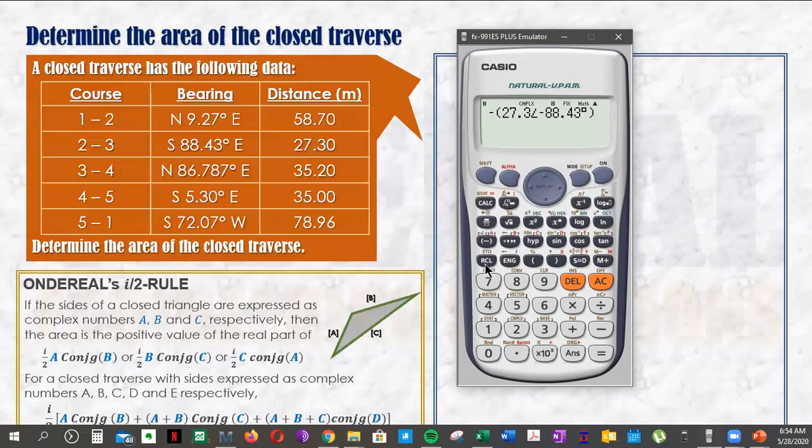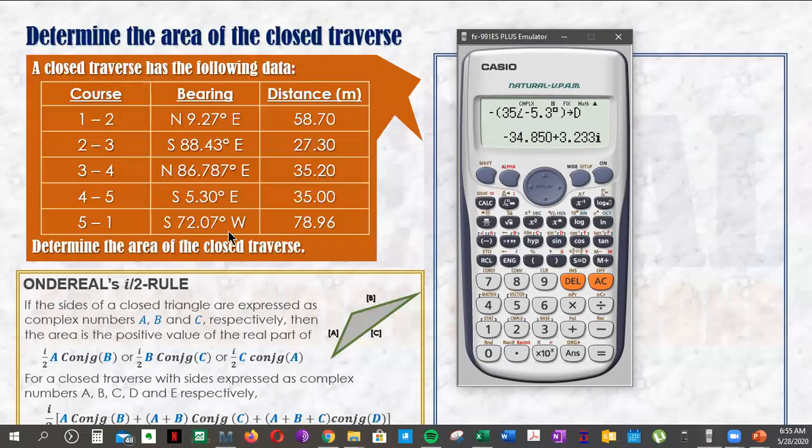I'll store this to B. And next, this is just northeast. So, all are positive. 35.2, angle positive 86.787 degrees. So I'm going to store this to C. And for this fourth one, it's southeast again. So negative quantity of 35, angle negative of 5.3. So, I'm going to store this to D.